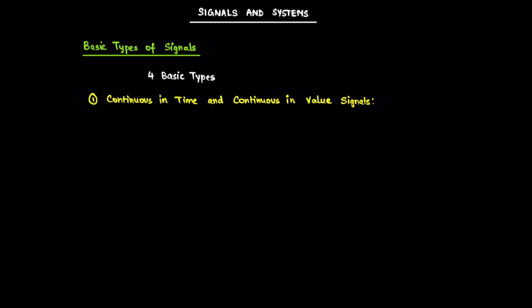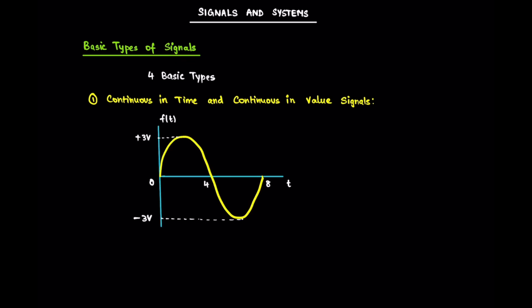Now what is this continuous in time and continuous in value signal? Let's look at it. Let's say I take a signal f of t. This signal exists between t is equal to 0 to t is equal to 8. And let's take the positive maximum amplitude as plus 3 volt and the negative maximum amplitude as minus 3 volt.